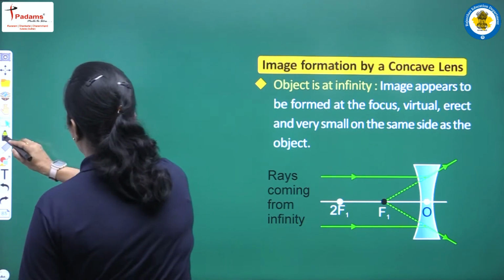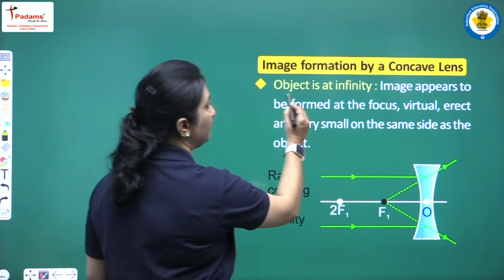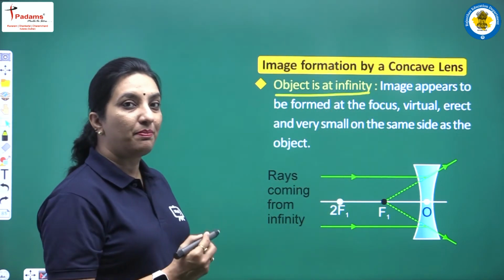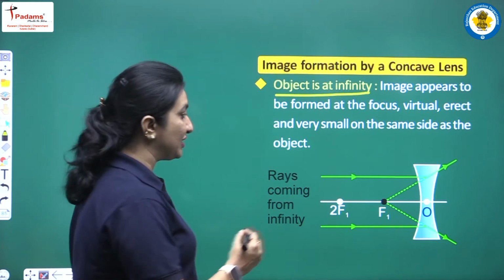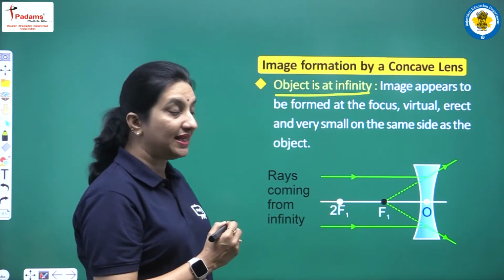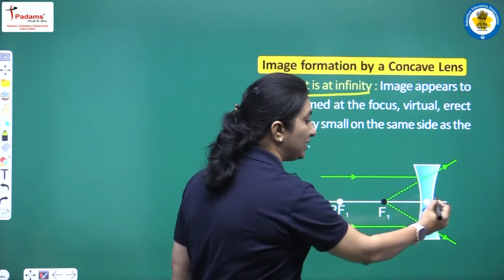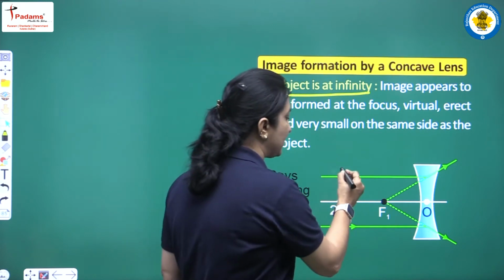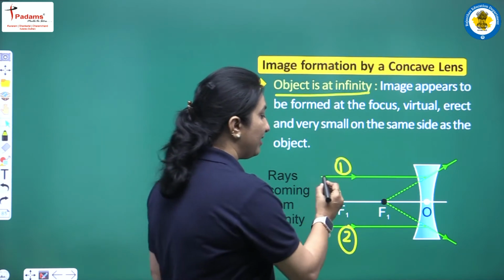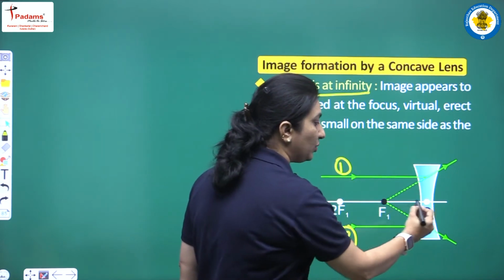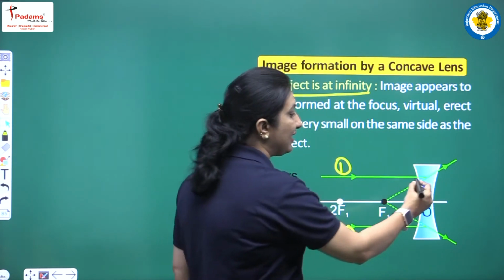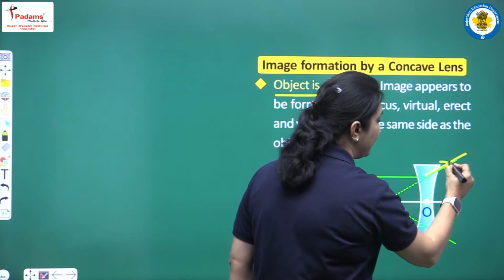So students, when the object is placed at infinity, the rays will be coming from infinity and they will be parallel to the principal axis. So the rays of light which are coming from infinity, that is where the object is placed, are going to be parallel to the principal axis. Here I have taken 1 and 2. So what we see is that the ray of light which is incident parallel to the principal axis, after refraction from the concave lens, it gets refracted in this direction.